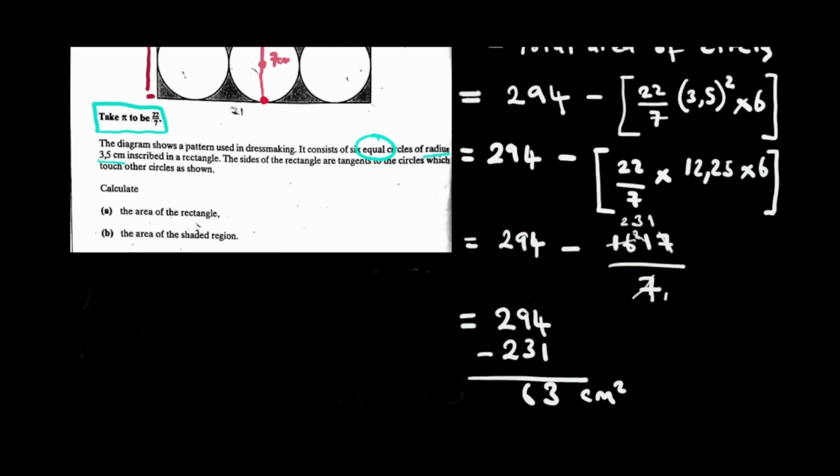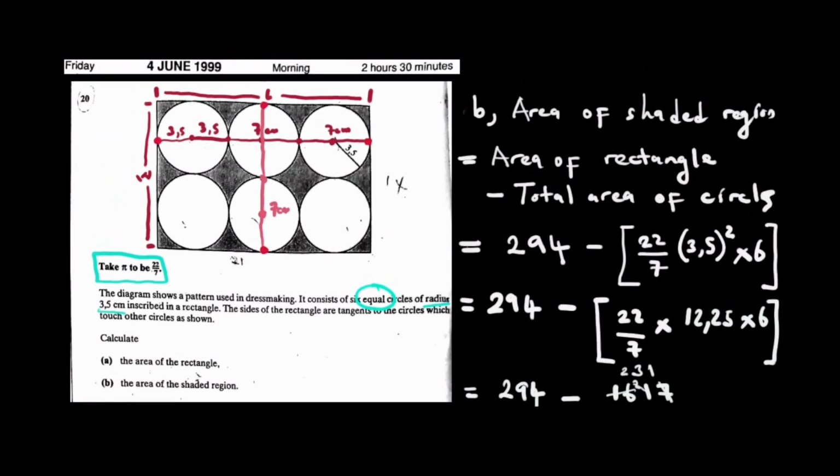Saka just as a recap, zvataita panapa, what is most important kuziva iko kuti tiwane the area of the shaded region, tofanirwa kutanga taziva the area of the rectangle, then we subtract the area of the total circles, which are 6. So it's important kugona this part so that we can apply what we got by this part.